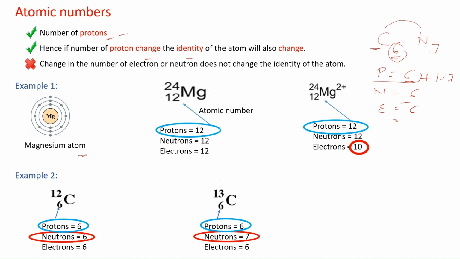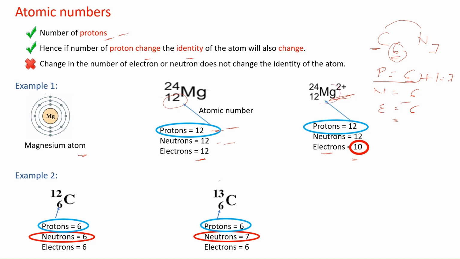For example, magnesium. The number of protons in magnesium is 12. Electrons are also 12. Neutrons are also 12. This atomic number 12 comes from the number of protons. Now, what if the number of electrons changes? Here it was 12, here it became 10. That means it donated 2 electrons. Hence, it becomes Mg2+ because it donated. Donation is a good thing. To help somebody is a positive character. So it becomes 2 plus. Magnesium 2 plus.